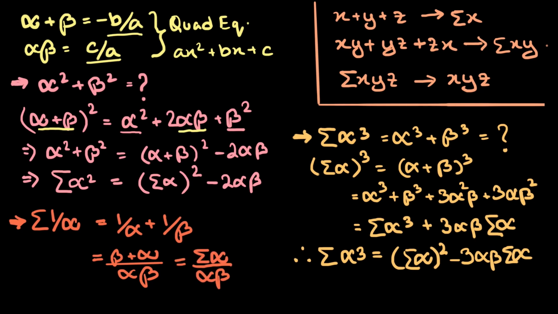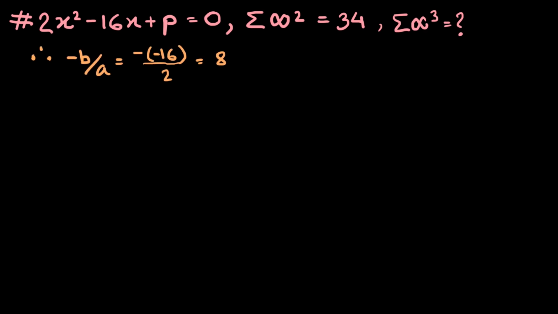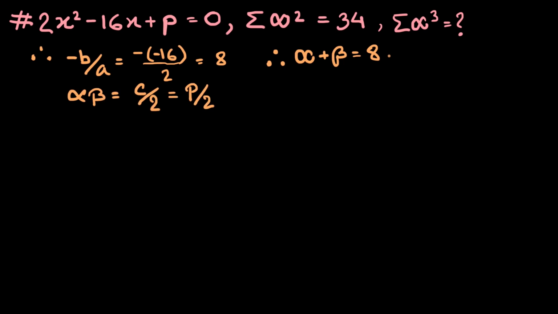Now let's look at a problem together to clarify our concepts again. We have a quadratic equation 2x squared plus 16x plus p equals 0, and it is given that the sum of the squares of the roots is 34. And our aim is to find the sum of the root cubes. Now, what else do we know? We know that minus b by a equals 8 is also the summation of the roots, alpha and beta. And we know their product is c by 2, which is also equal to p by 2.